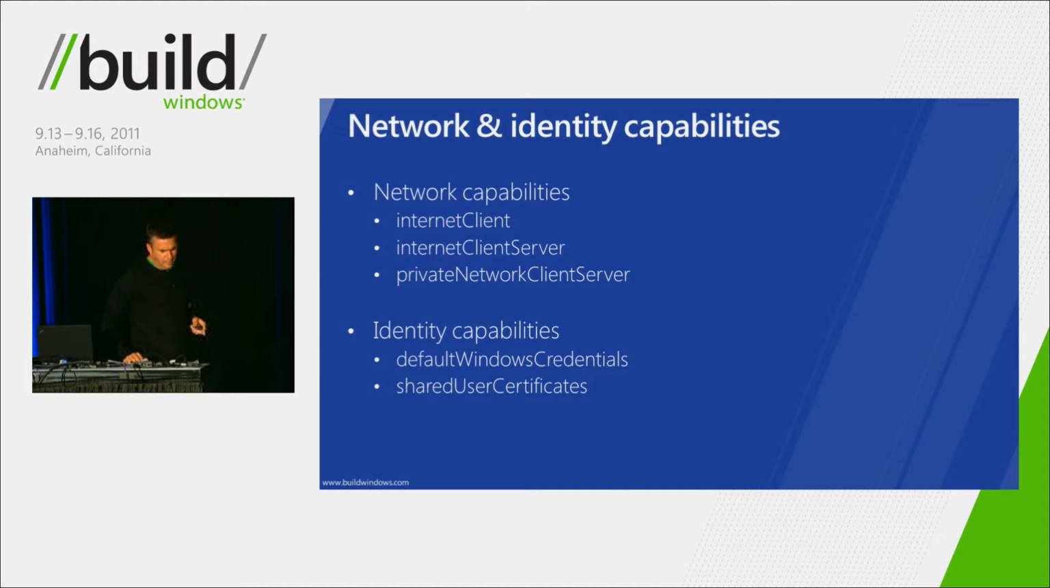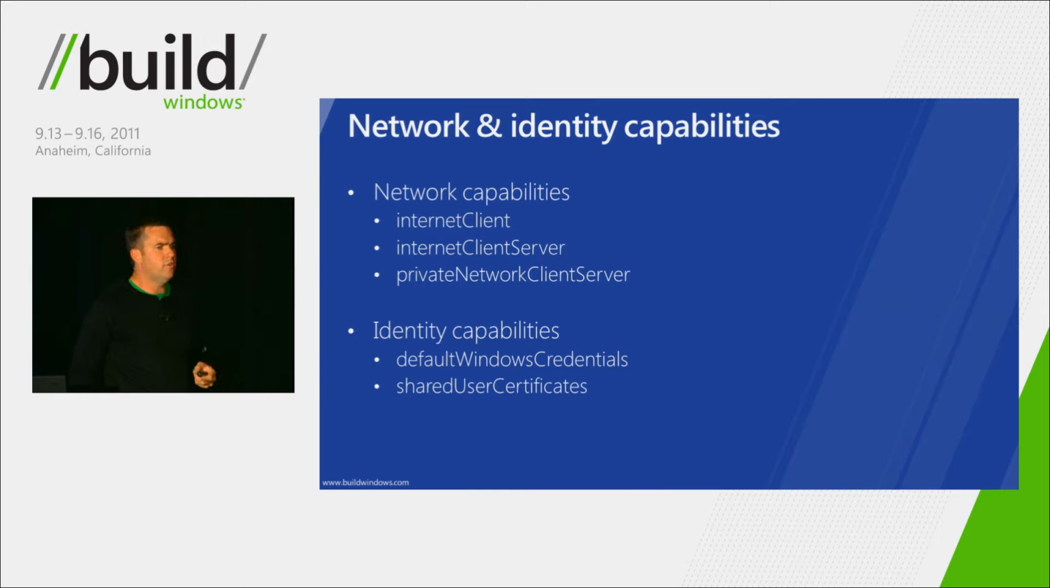So network capabilities allow your app to access the internet. As you've seen yesterday, we have a lot of ways you can do that. You have your choice of programming language and technologies that you want to use. You merely declare the level of capability you need and use the technology that's suitable for your app. Most apps will only require access to the internet client.